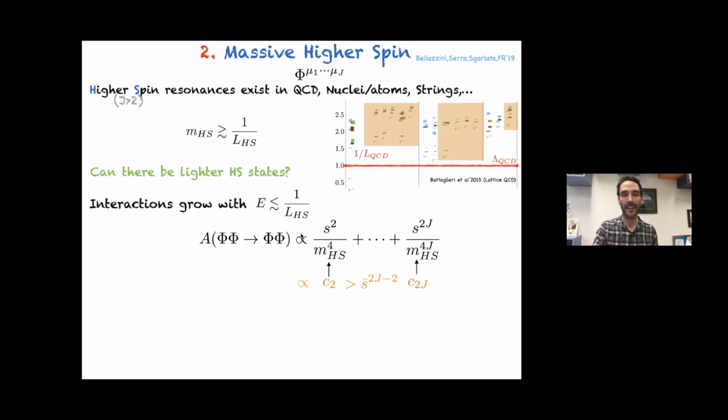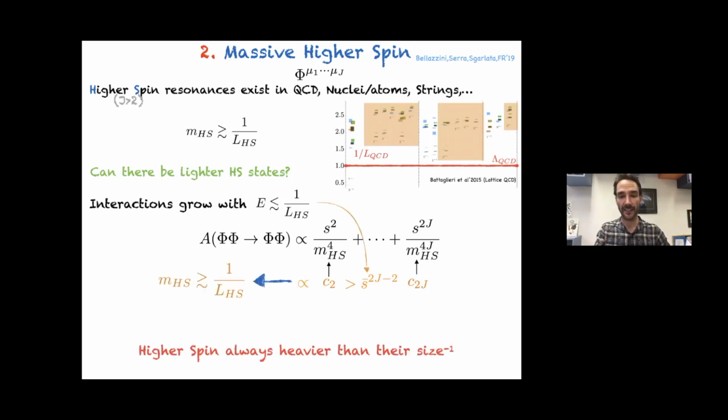So if I plug in the biggest possible energy that I can think of, their inverse size, I find a beautiful bound, which is just the mass of the higher spin bigger than the inverse size. Higher spin particles are always heavier than their inverse size. So this is a prediction of quantum field theory, not just an accident of the many situations that we've been looking at so far.